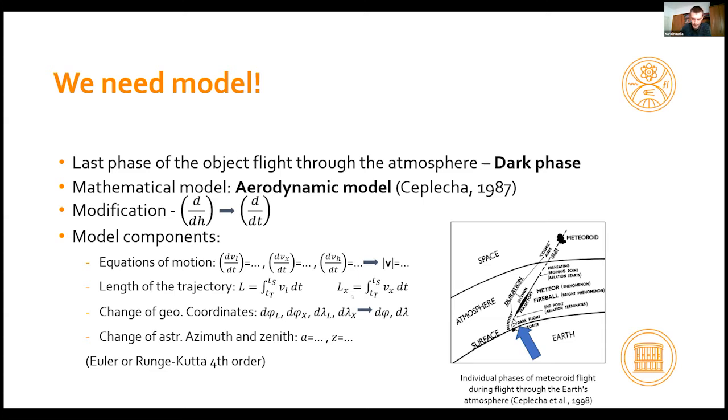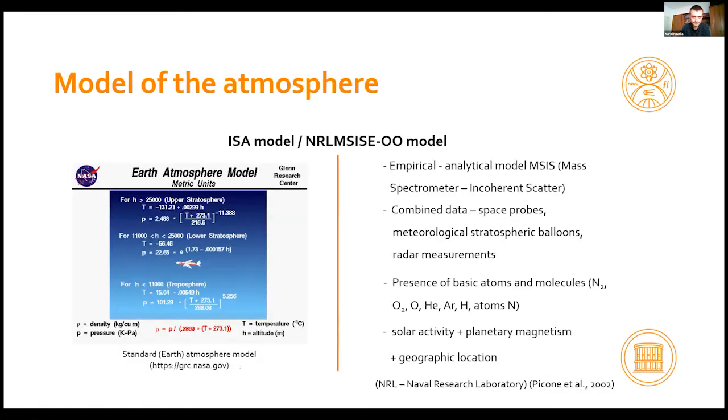Here we can see the main parts of the model: the equation of motion, calculation of the total trajectory length, the change of geographical coordinates in each integration step, and the current change of azimuth and zenith angle. For integration, we use classic numerical methods, Euler or Runge-Kutta of the fourth order. Okay, we can see how the movement of the object goes on in the atmosphere.